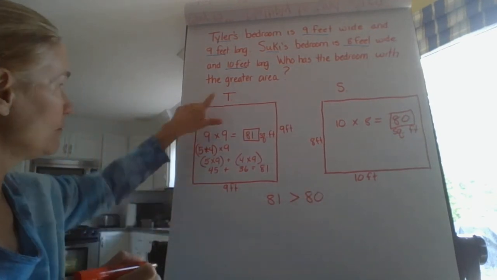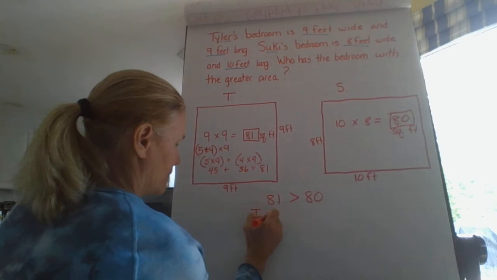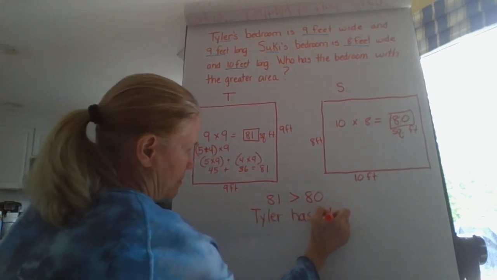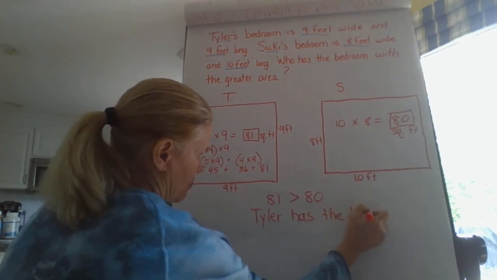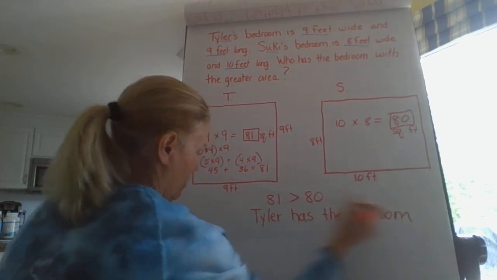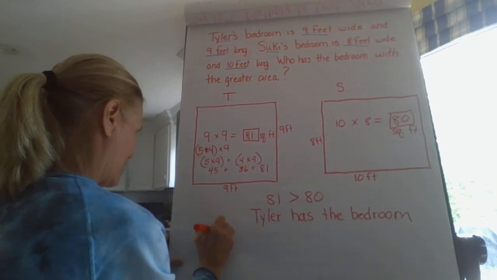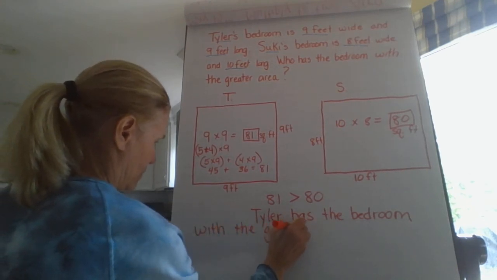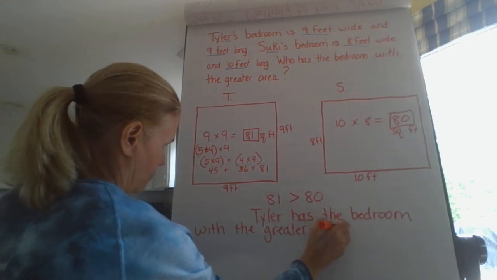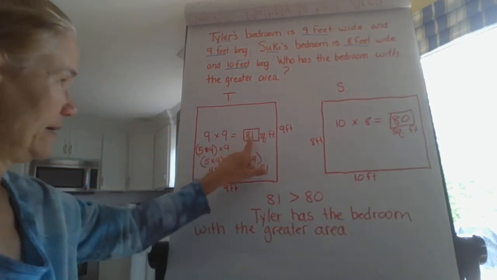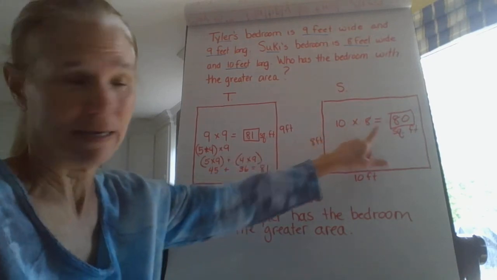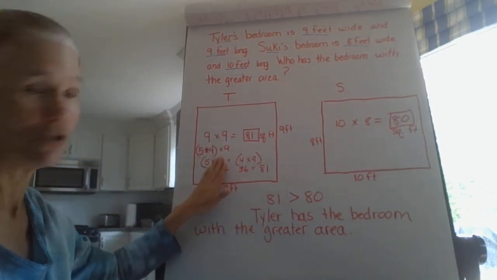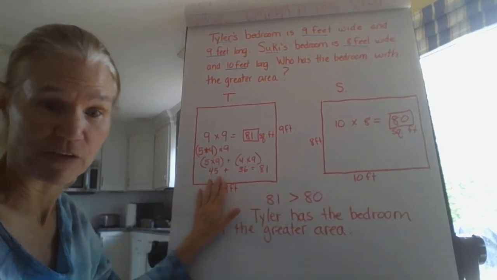So who has the bedroom? Tyler has the bedroom with a greater area. And again, not by much, by 1 square unit, 81 and 80. So you can't just look at them. You have to do the math, and you have to be able to figure it out.